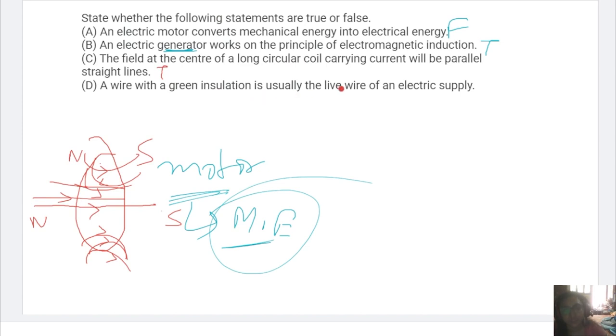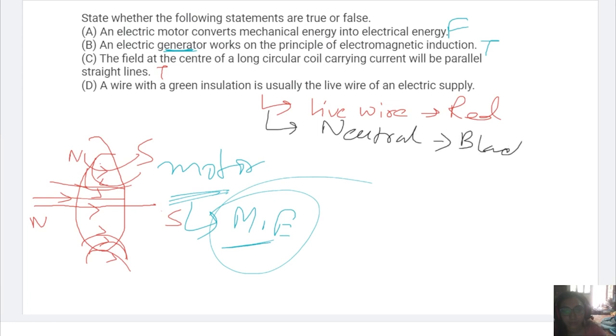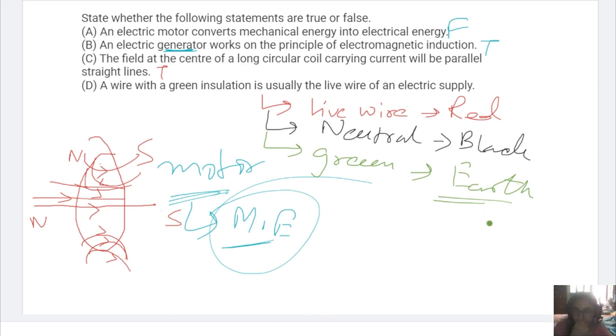A wire with green insulation is usually the live wire of an electrical supply. No, this we studied in the last class only. What did we study? That live wire is red, neutral wire is black, and green wire is the earth wire, the wire which takes the excess current and supplies it right through the soil into the metallic plate that is placed far below the earth, far below our reach. So this will be false.